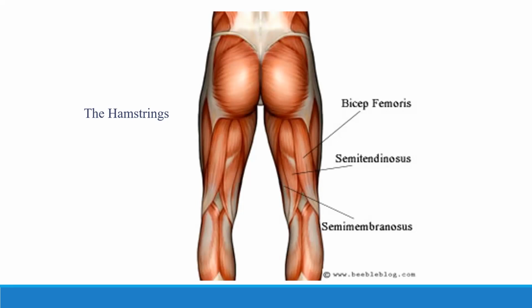So it's the best I can do. So we have the biceps femoris on the lateral side and the semitendinosus on top of the semimembranosus on the medial side. These are the three hamstring muscles.